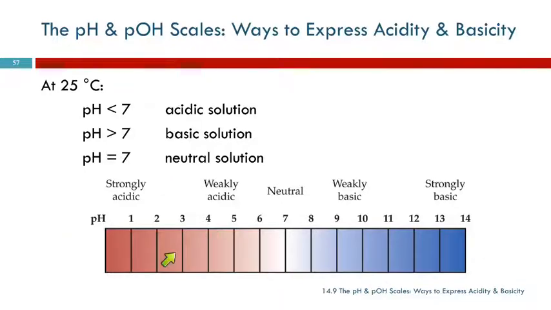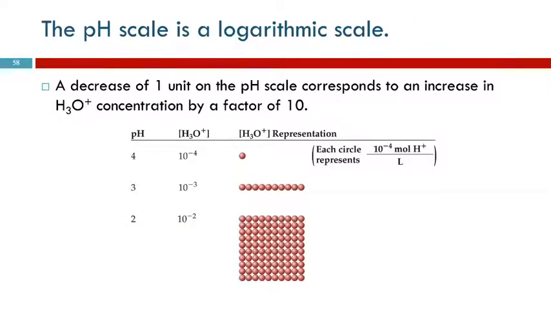So here's a little graph of that. Weakly acidic and strongly acidic, where exactly those boundaries change is, you know, kind of an individual basis. But 7 is neutral, lower is acidic, higher is basic. That's important to know. So what is pH?